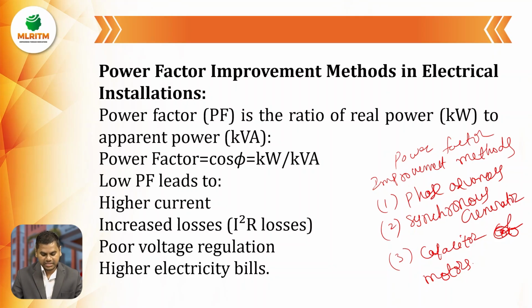Now we are discussing power factor improvement methods in electrical installations. Power factor is the ratio of the real power to apparent power, that is kW by kVA, kilovolt amperes. So power factor cos phi is equal to kW by kVA. Low power factor leads to high current, and it increases losses too. Losses is nothing but I square R losses. So that leads to poor voltage regulation and higher electricity bills.